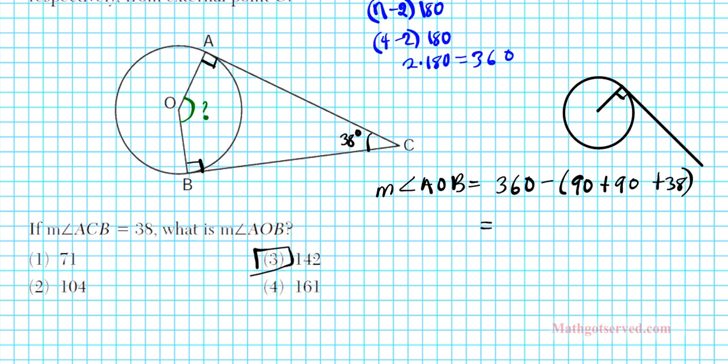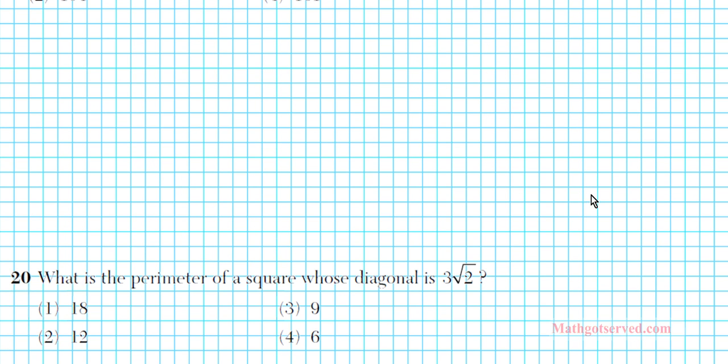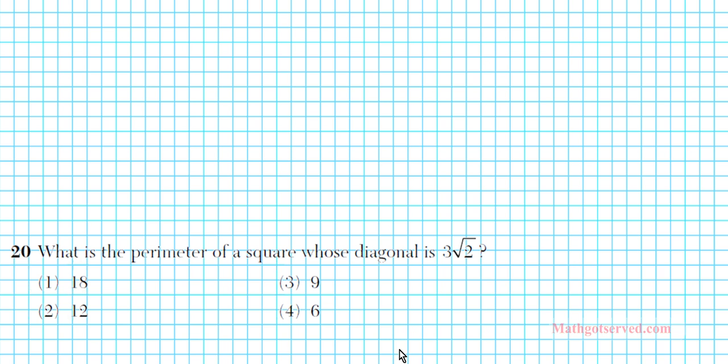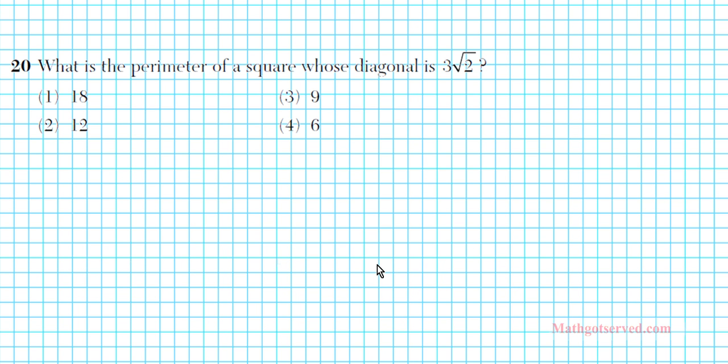Let's write our answer in here. Problem 20. Question 20 is as follows. It says, what is the perimeter of a square whose diagonal is 3 root 2? So what's the perimeter of a square whose diagonal is 3 root 2?